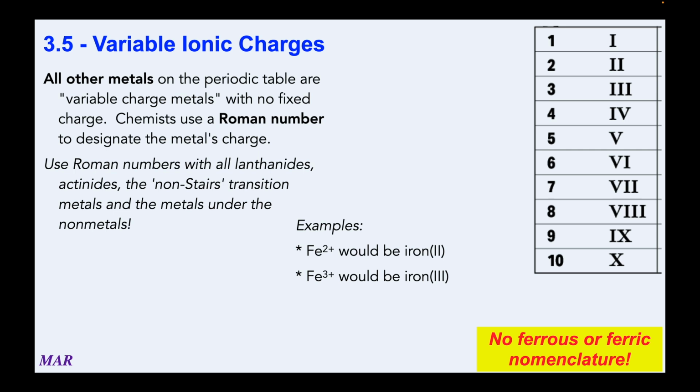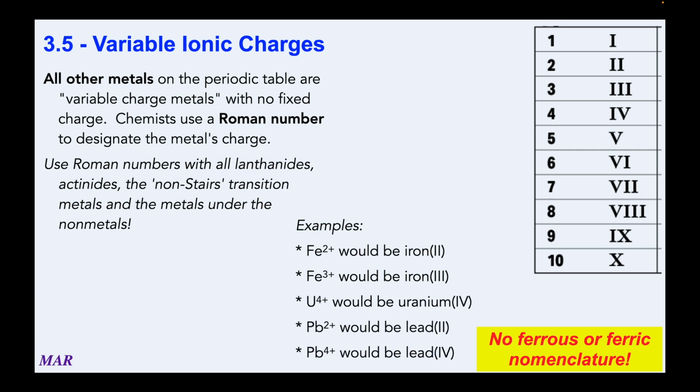Now, you don't write the Roman numerals in formulas, but you would when you're talking about the names, and we'll talk about that. Iron +3 would be iron Roman numeral 3, III. Do not use ferrous or ferric nomenclature if you know what that is. If you don't, just ignore what I'm going to say here. Ferrous and ferric is old school and not used as much. Use the Roman numerals. Don't use ferrous and ferric.